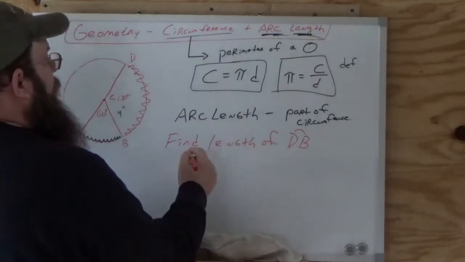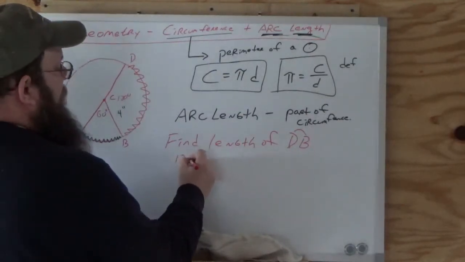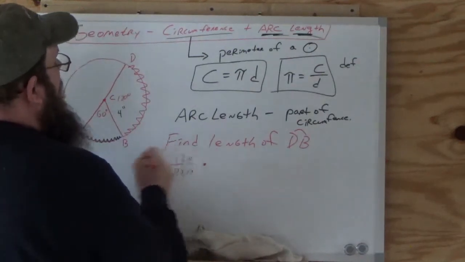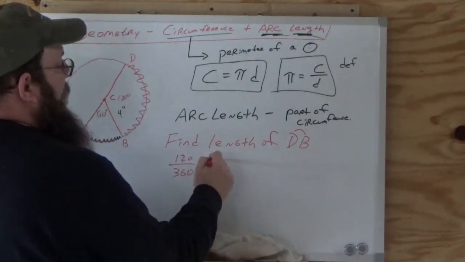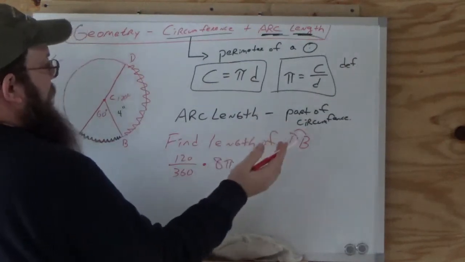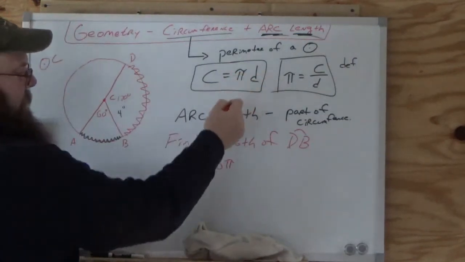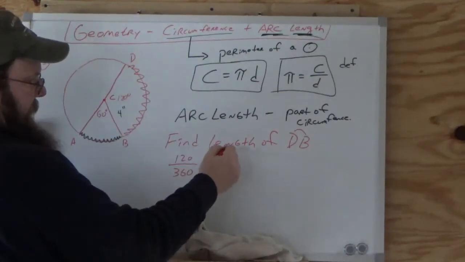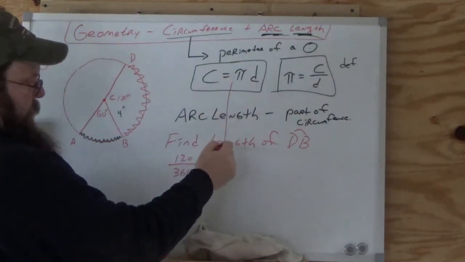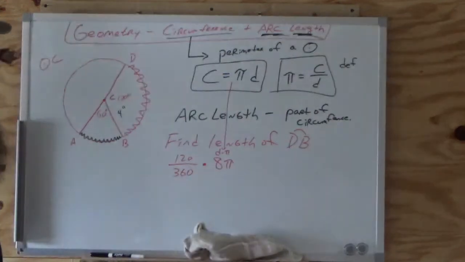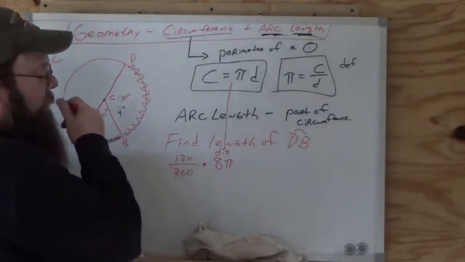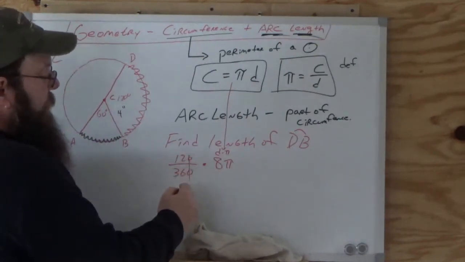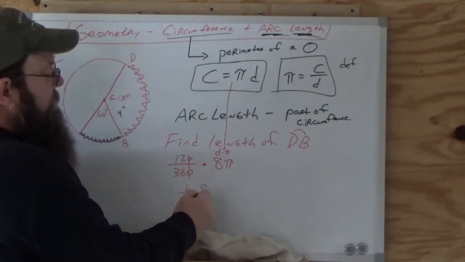So it's part of the circumference, so it's going to be 120 out of 360 times 8 pi. Remember 8 pi? Where we get the 8 pi from? Pi times diameter. This is pi times diameter. This is the diameter times pi. Pi times diameter. Boom, right there. 120 out of 360. If I cross the zeros out, that's 1/3 times 8 pi.